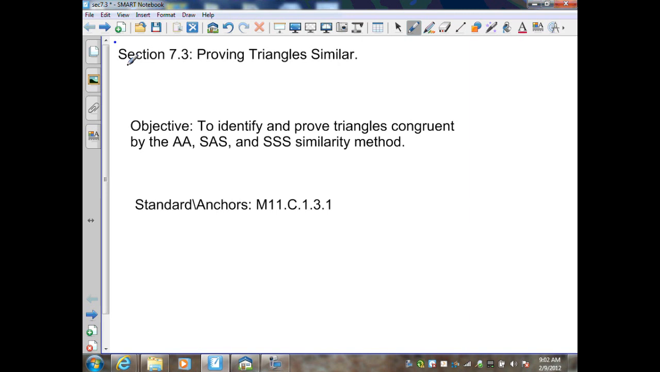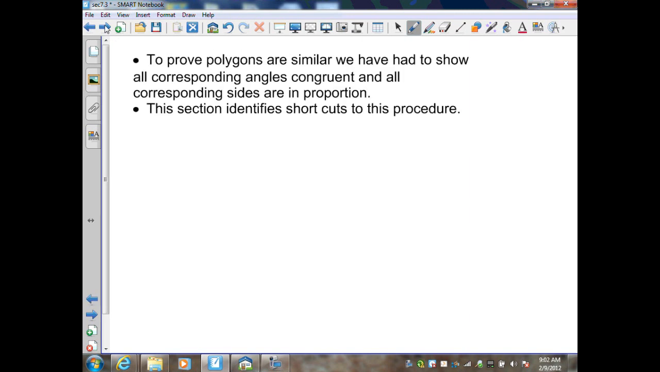Section 7.3, Proving Triangles Similar. From our previous section, we know to prove polygons are similar, we have to show all corresponding angles are congruent and all corresponding sides are in proportion. In this section, we're going to identify shortcuts to this procedure.